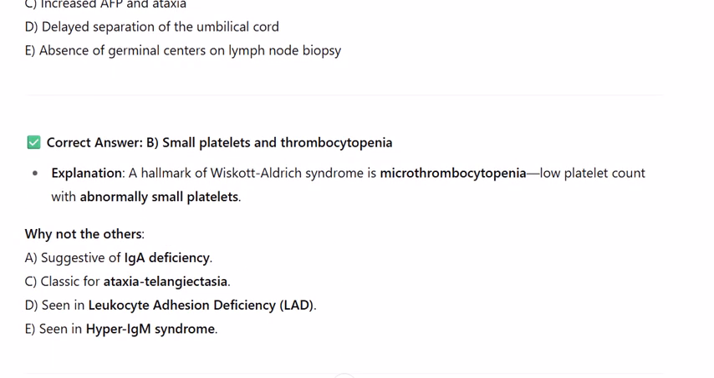Why not the others? A. Suggestive of IgA deficiency. C. Classic for ataxia-telangiectasia. D. Seen in leukocyte adhesion deficiency, LAD. E. Seen in hyper-IgM syndrome.